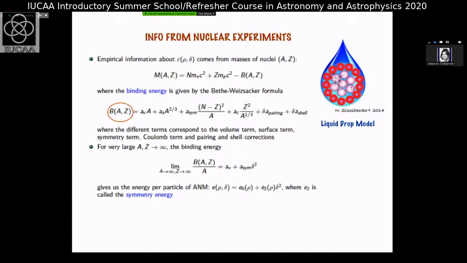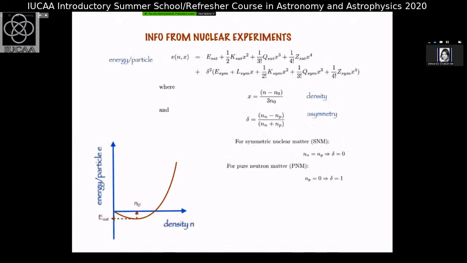Now, when we are talking about infinite nuclear matter, the idealized system, A and Z are very large. So if you take the limit of large A and Z, this binding energy reduces to two important terms. One is, of course, the bulk term, and the other is the asymmetry term. And this asymmetry term involves the asymmetry coefficient called delta. We come to this in the next slide.